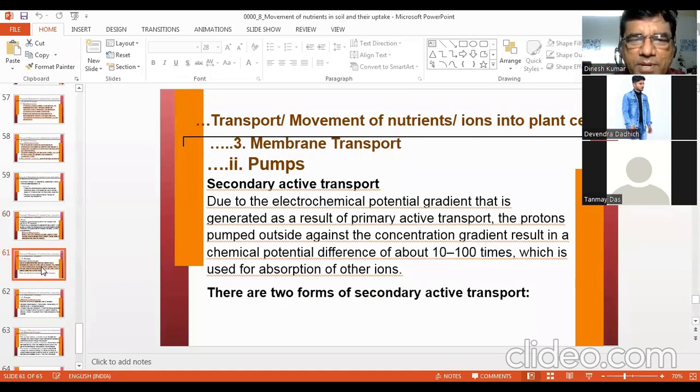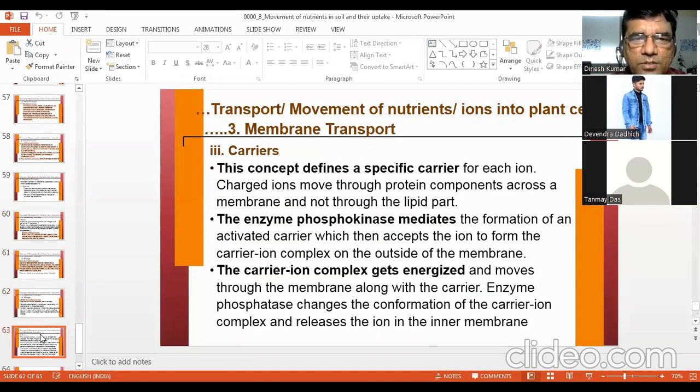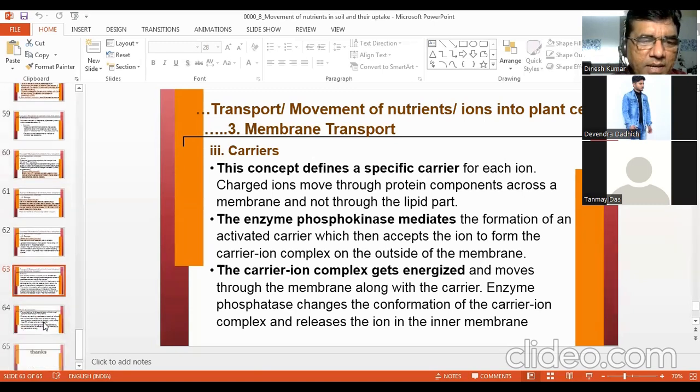And then secondary active transport, which uses the electrochemical potential gradient generated as a result of primary active transport. The protons pumped outside against the concentration gradient result in a chemical potential difference. Secondary active transport is divided into two: symport and antiport. Then the third one is carriers. This concept defines a specific carrier for each ion. The enzyme phosphokinase mediates the formation of an activated carrier.